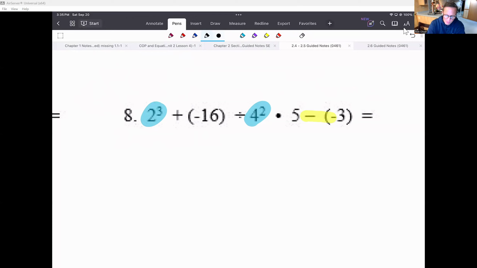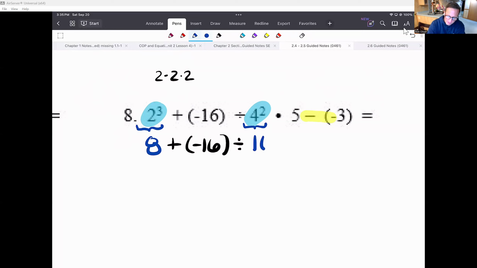So 2 to the third power is 2 times 2 times 2, right? 2 times 2 is 4. 4 times 2 is 8. Okay. So that makes 8 plus -16 divided by, and then right here, 4 squared, that's 16, right? 4 times 4 times 5. And then right here, this makes a plus. So I'm going to write plus 3.